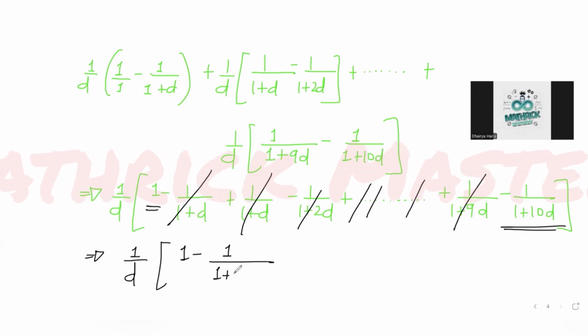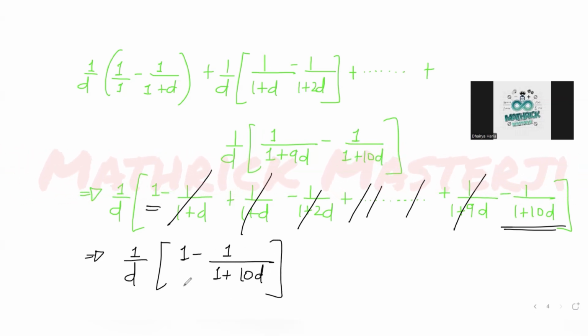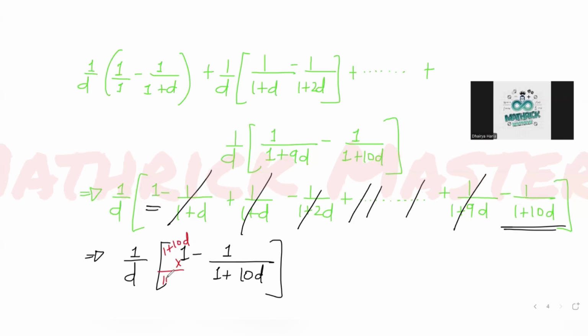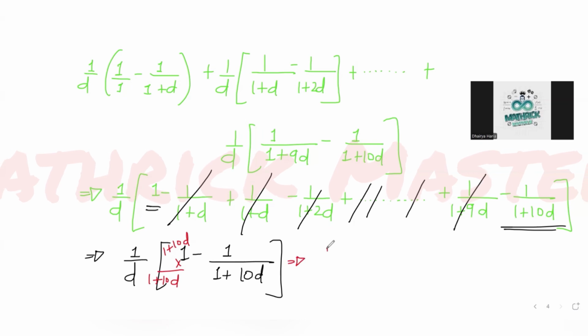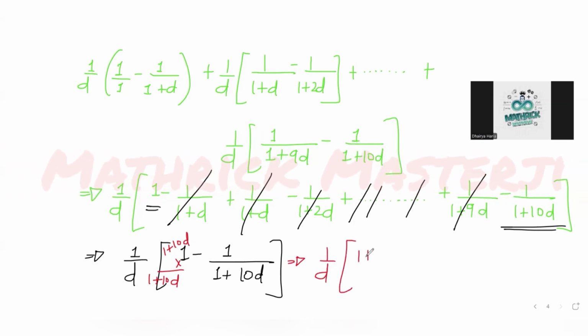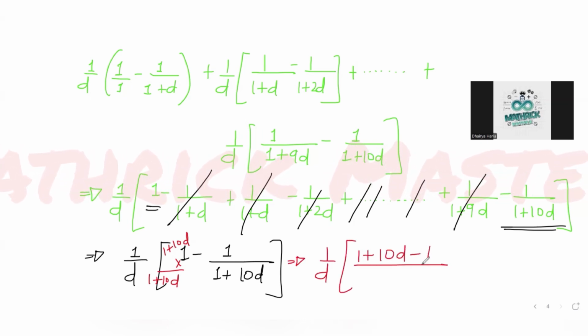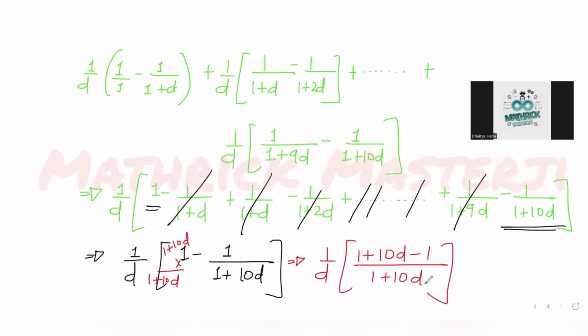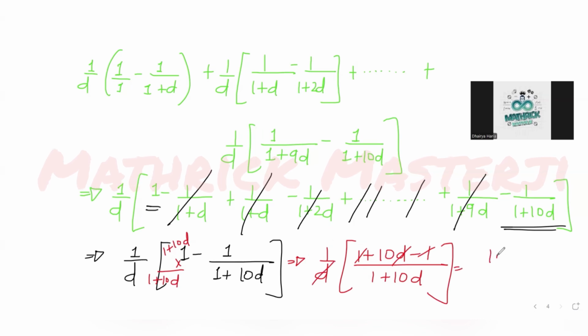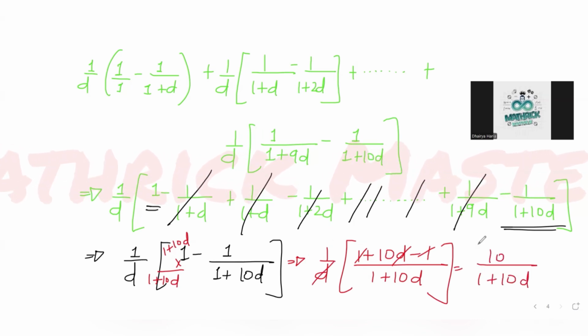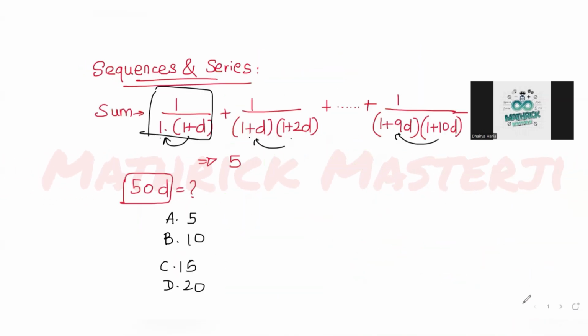So I have this with me. Now, to make the denominator same, I can multiply this entire term with 1 plus 10d and divide also with 1 plus 10d. So now what I get is 1 over d times ((1 plus 10d) minus 1) over (1 plus 10d). This and this cancels, this d cancels with this. So I'm just left with 10 over 1 plus 10d. And that's the sum of all of these terms that was given to us.